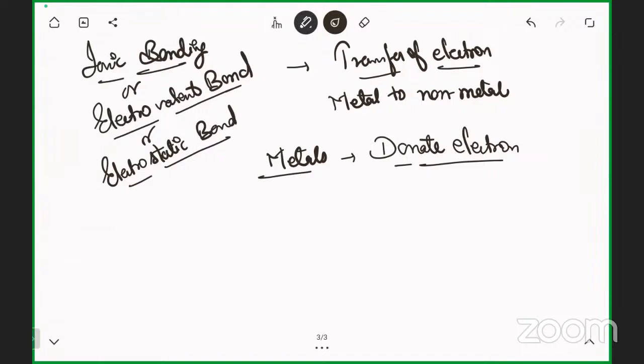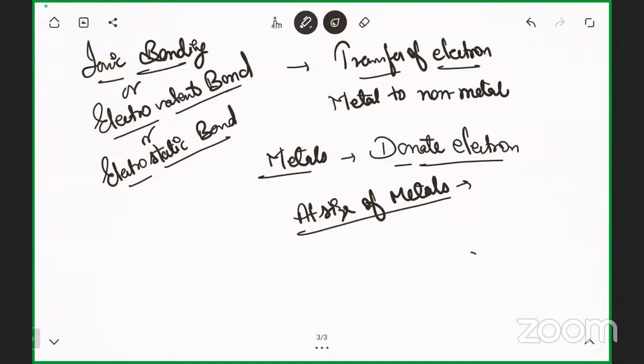The valence shell is unstable, you can say. Or second, if I say the atomic size of metals, don't you think the atomic size of a metal is quite bigger as compared to non-metals? Yes, sir.